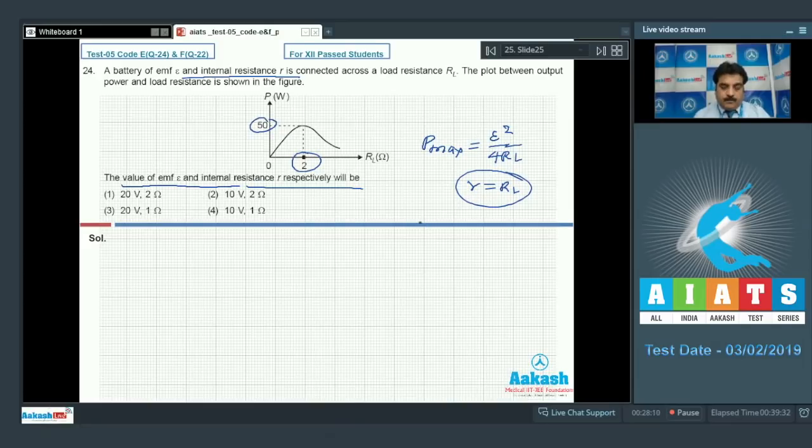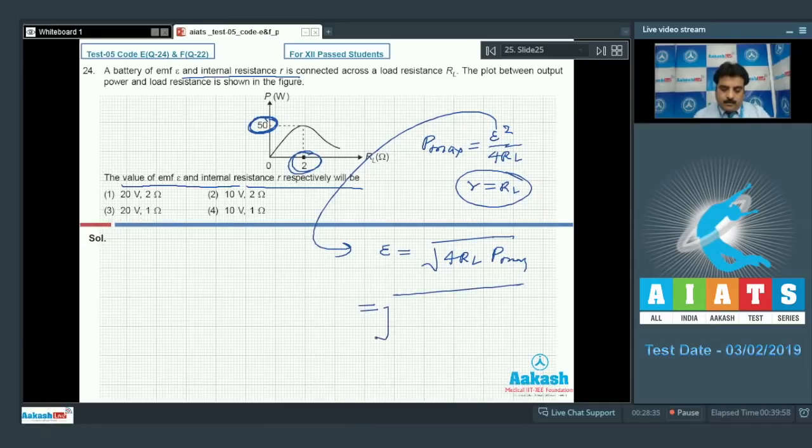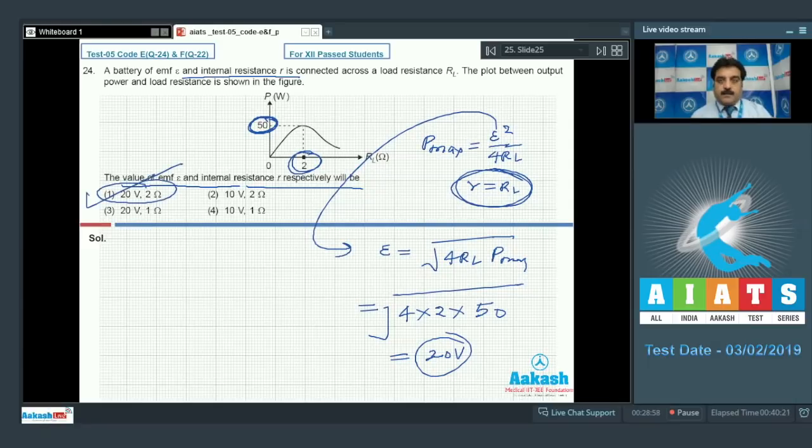If I go for the graph, you can observe the maximum power is 50 and the load resistance is 2, and this is equal to the internal resistance. If I use this relation, I can write EMF is equal to the square root of 4 times the load resistance and maximum power. So 4 into load resistance, which is 2, into maximum power, which is 50. On solving we'll get 20 volt EMF. And in the case of internal resistance, as I discussed, this is equal to the external load resistance. So by this calculation I can say my option number 1 will be the right choice.